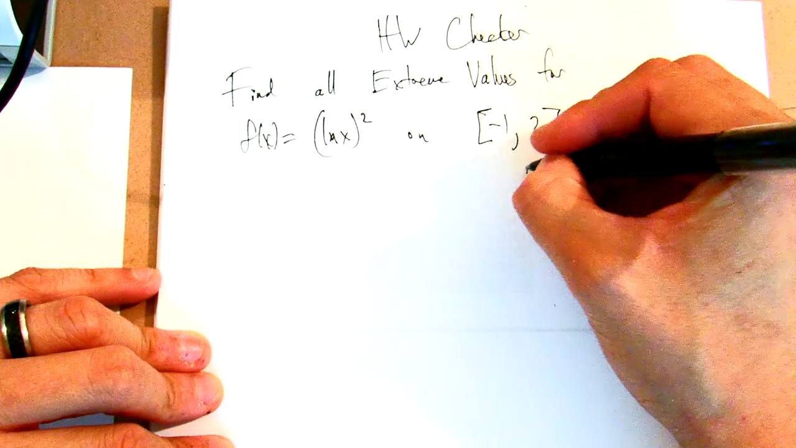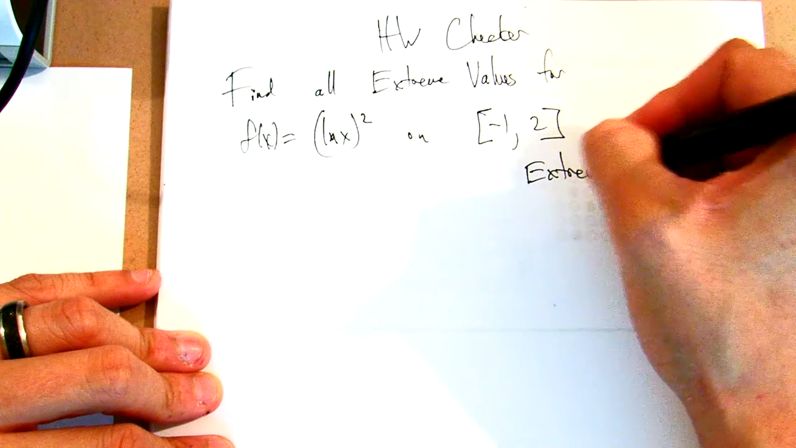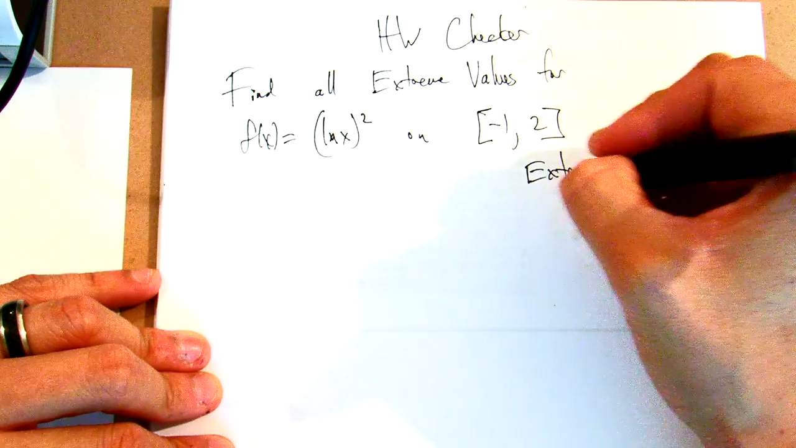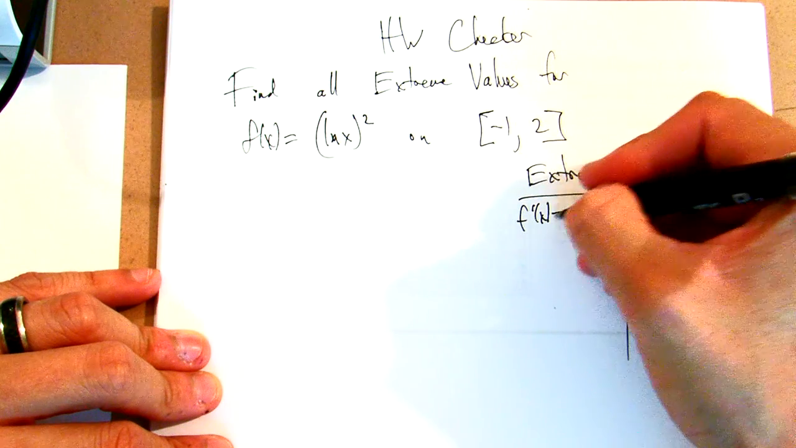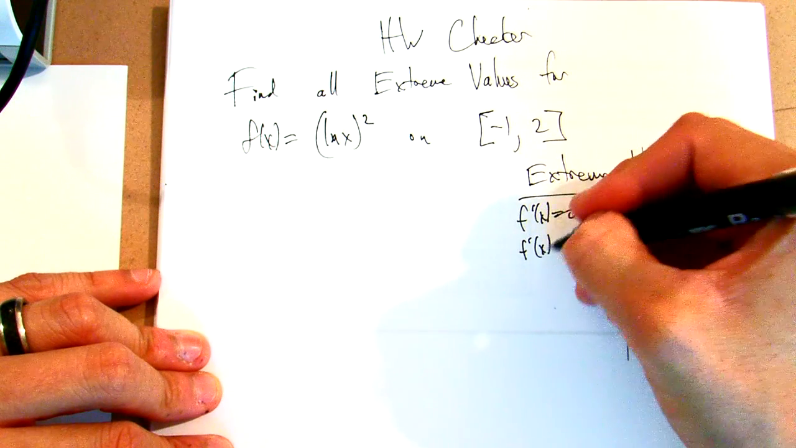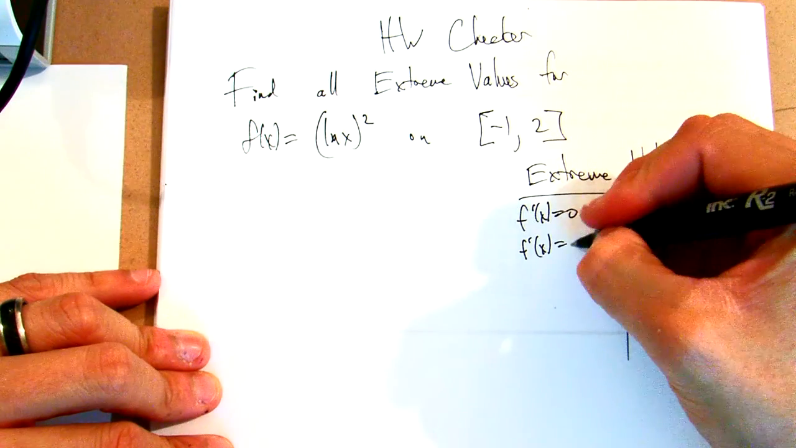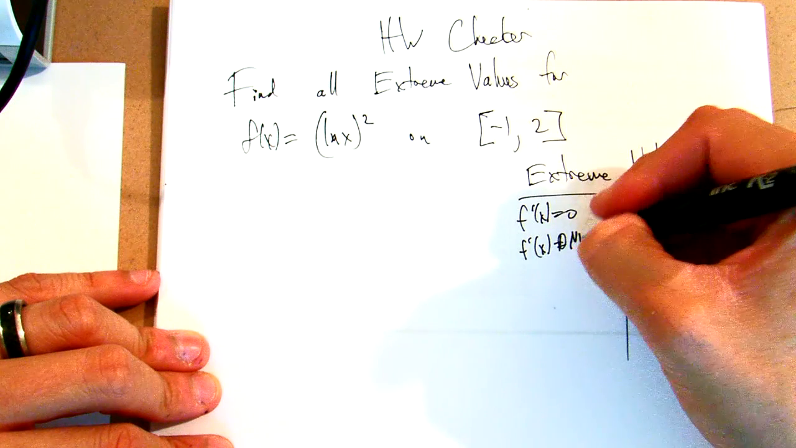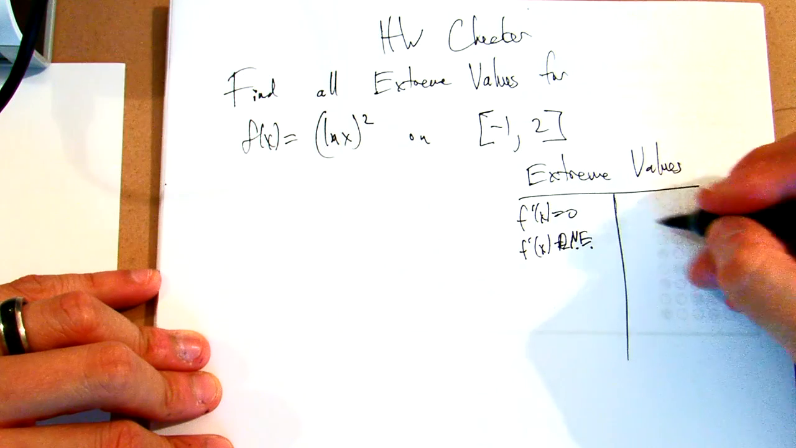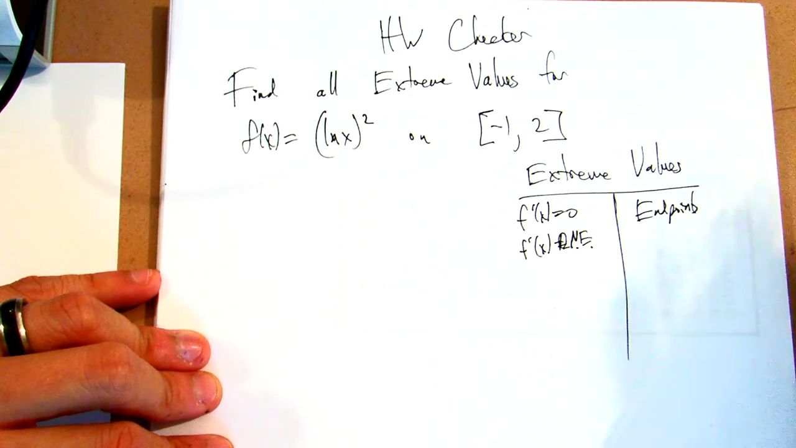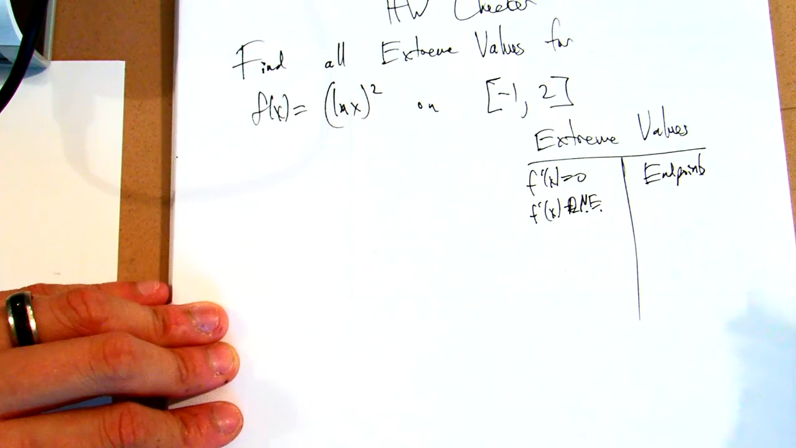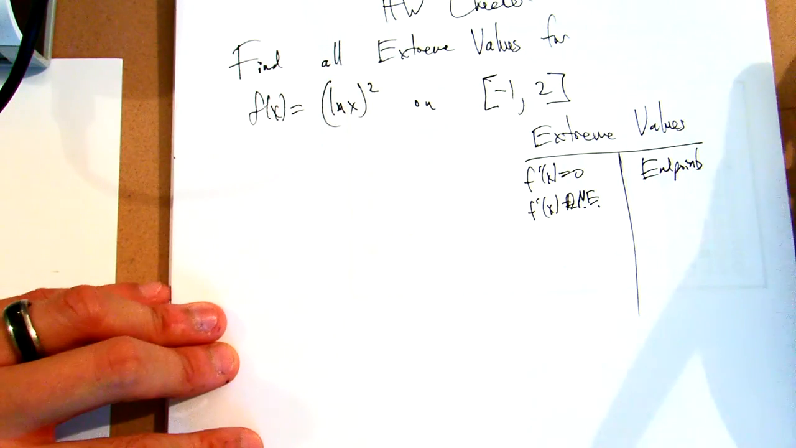So if we recall, our extreme values are the values where f prime of x is 0. Another possibility is where it does not exist. And we also have to check the endpoints of the function. The extreme values are just the high and the low points of the function.